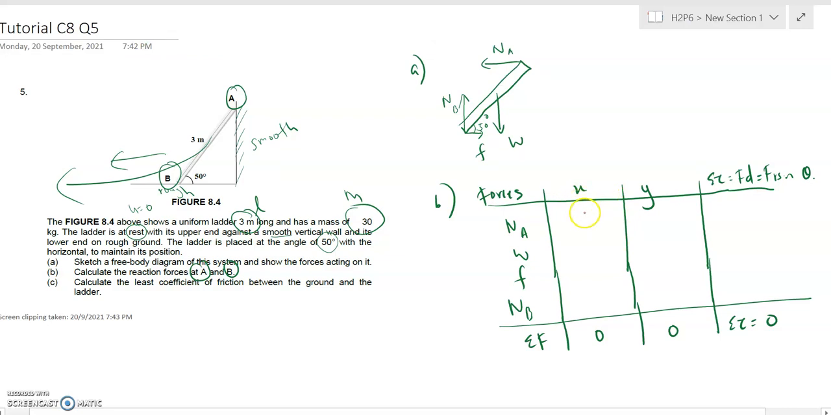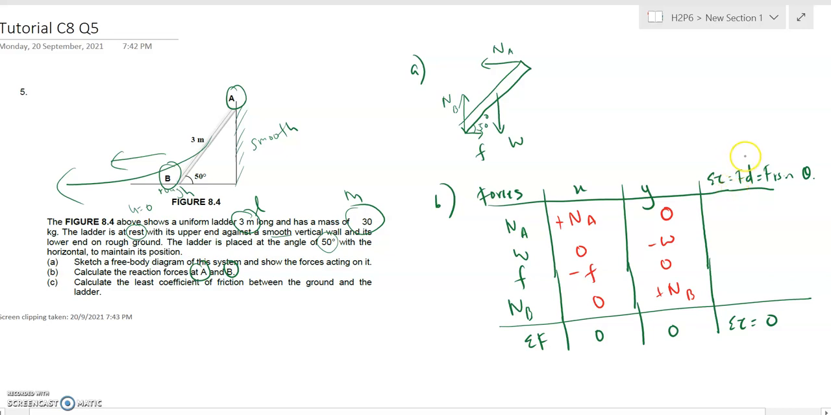So we fill in the values. For A, the x-component of NA is negative NA and y is 0. My weight is 0 in x and W in y. My friction is always in the opposite direction to NA, so in x it is positive F. My NB is 0 in x and positive NB in y. So how about torque?